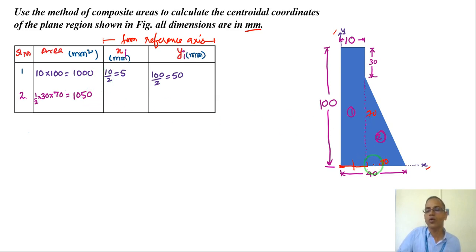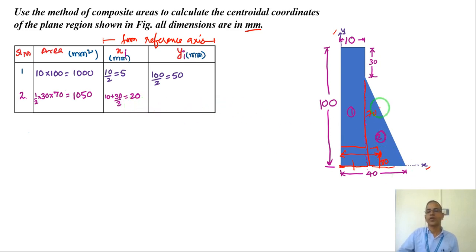Now the reference x bar for this triangle area: the centroid lies somewhere along the x axis, 1/3 of the base, somewhere here. But I want to measure from the reference, that is the y axis. This much distance I am looking for. That means 10 plus 1/3 of 30, which is 20.